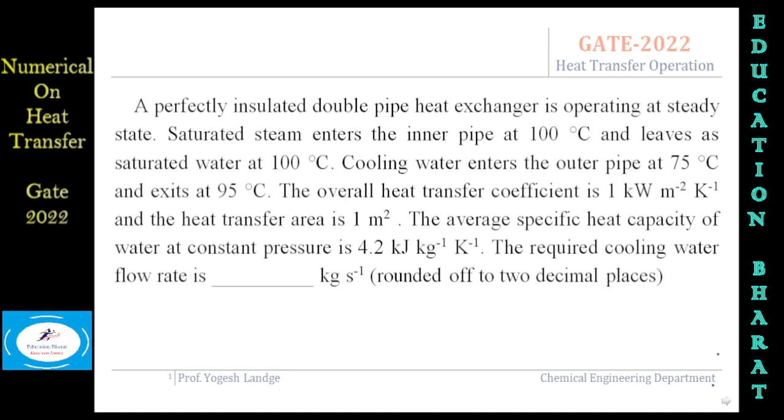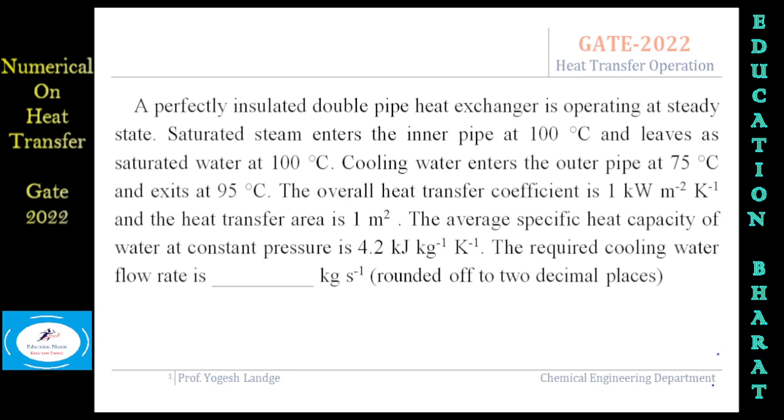It says the perfectly insulated double pipe heat exchanger is operating at a steady state condition. Saturated steam enters the inner pipe at 100 degrees Celsius and leaves as saturated water at 100 degrees Celsius. Cooling water enters the pipe at 75 degrees Celsius and exits at 95 degrees Celsius.